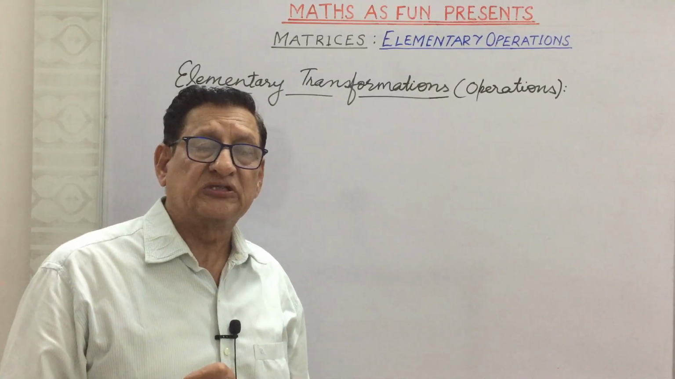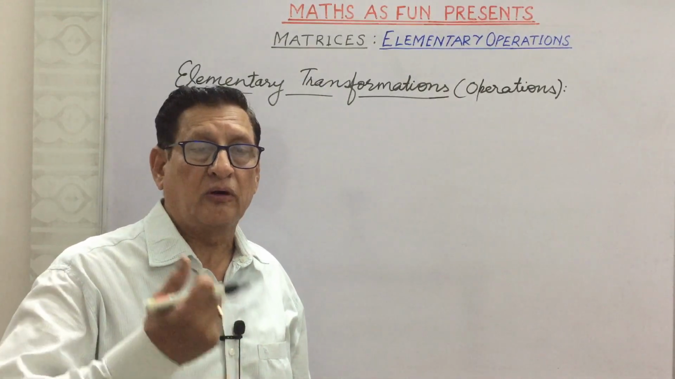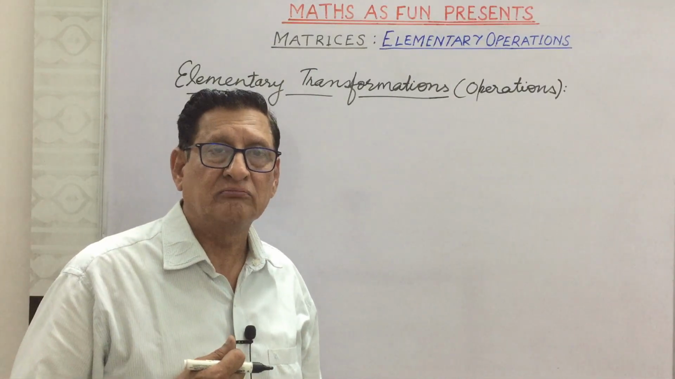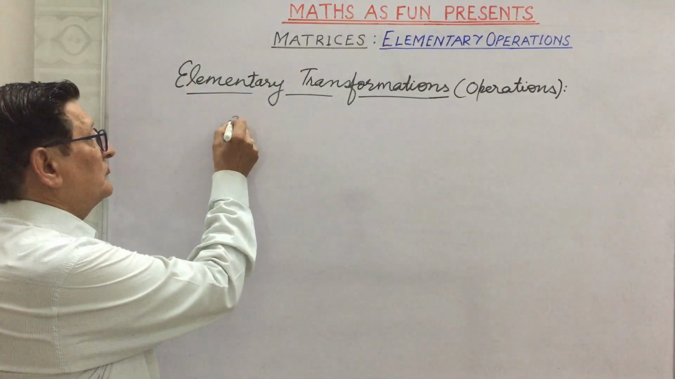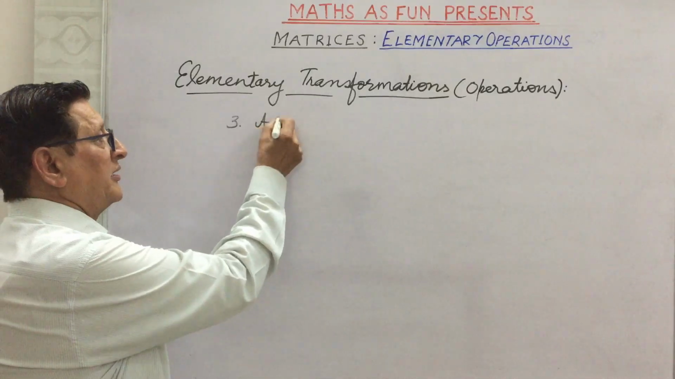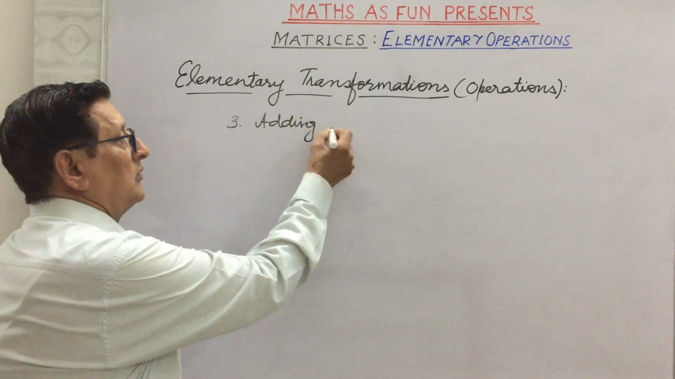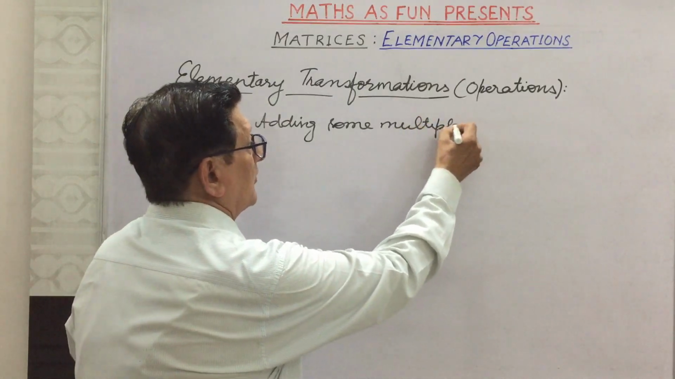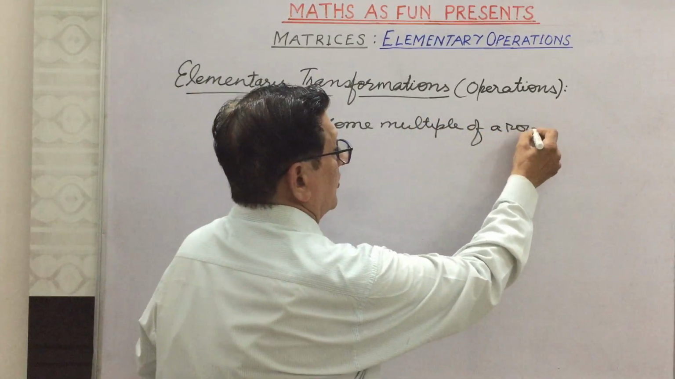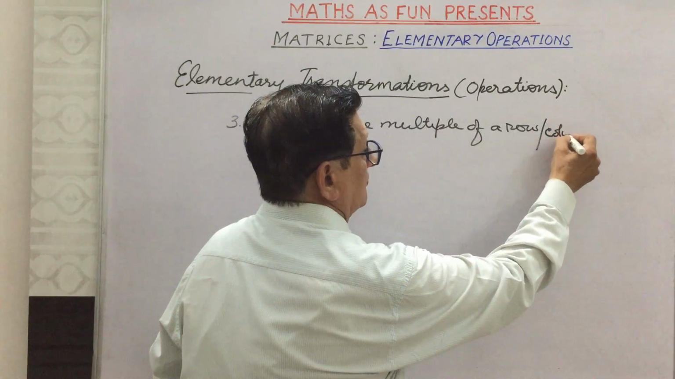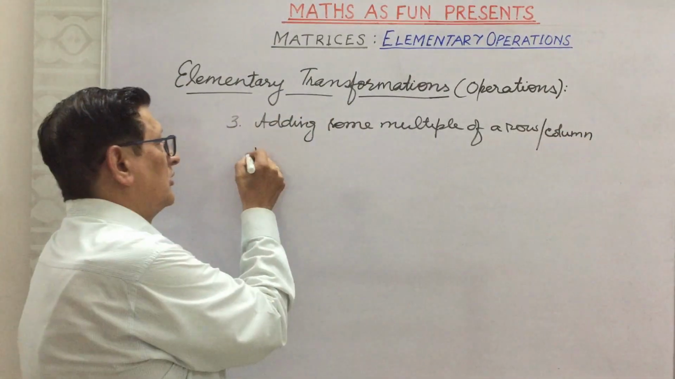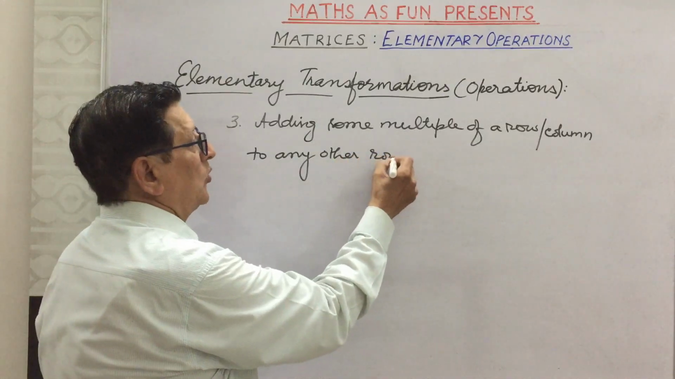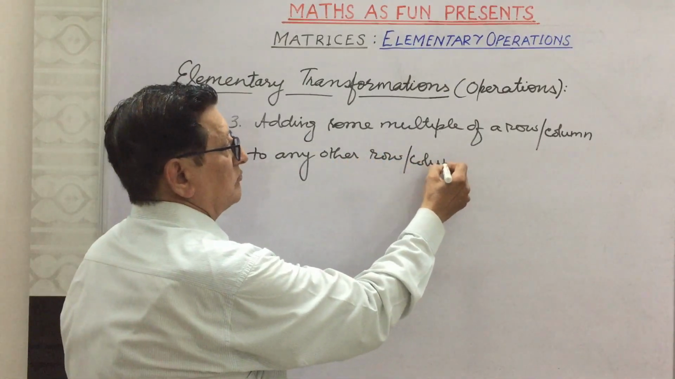The third transformation is adding some multiple of a row or column to any other row or column. That is adding some multiple of a row or column to any other row or column.